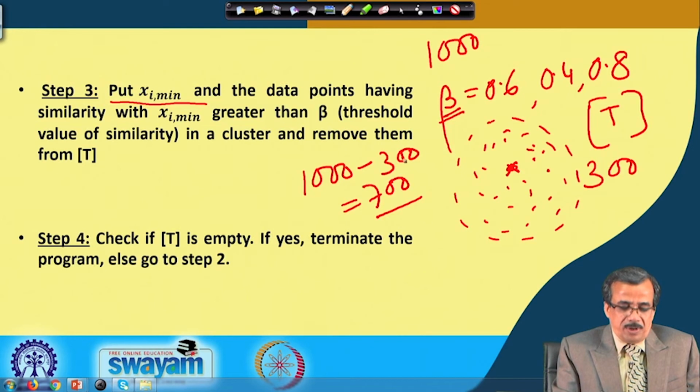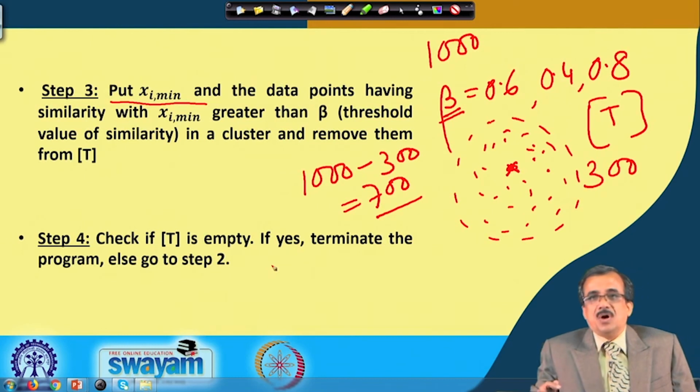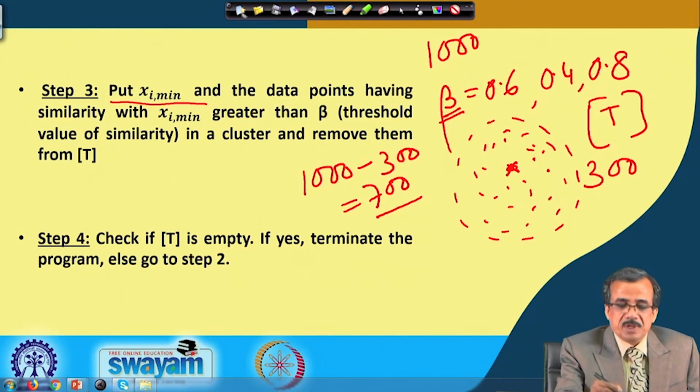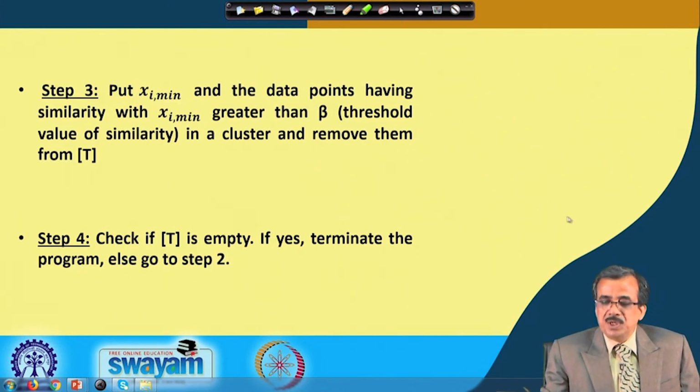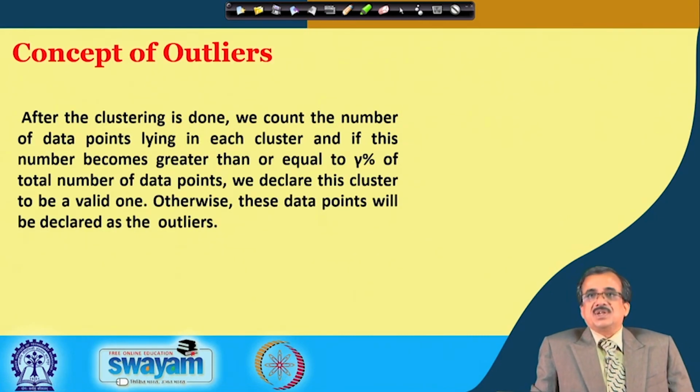Now, step 4, check if T is empty. If yes, you terminate the program. That means all the data points have been put into some clusters, else we go to step 2. That means we repeat from step 2 to step 4. So, this is the way we do the clustering using the entropy based fuzzy clustering.